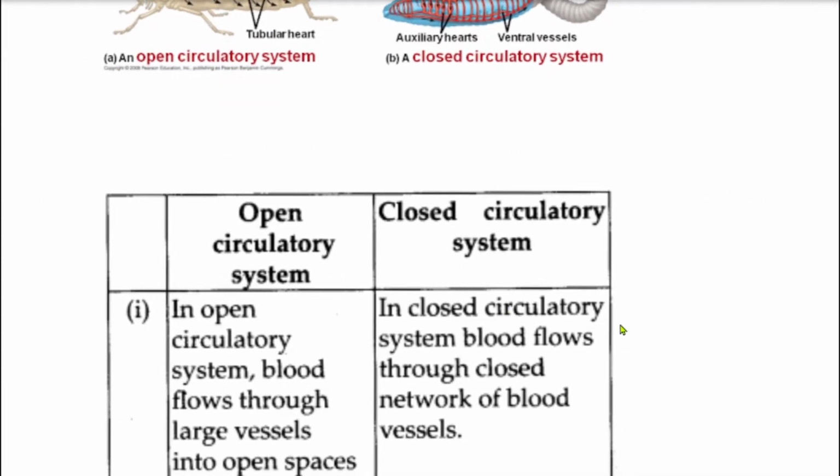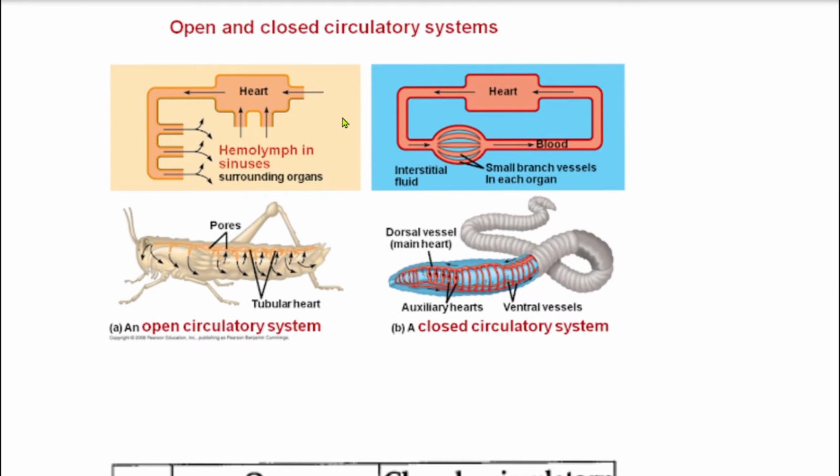Whereas in closed circulatory system, blood flows through a closed network of blood vessels. The only thing you have to see is that these blood vessels are not open-ended. These are continuous, these are closed. Blood never drains into the cavity directly. So this is the closed type of circulatory system.